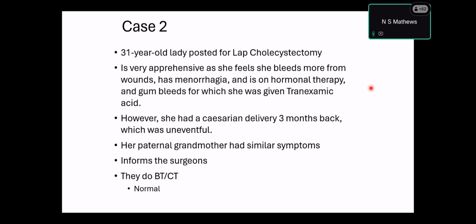However, just 3 months back, she had a cesarean section delivery, which was her first pregnancy, and it was uneventful. Her paternal grandmother had similar symptoms. So with this history, before going for the surgery, she informs the surgeon. So they do a BT, CT, bleeding time, clotting time. It is normal.